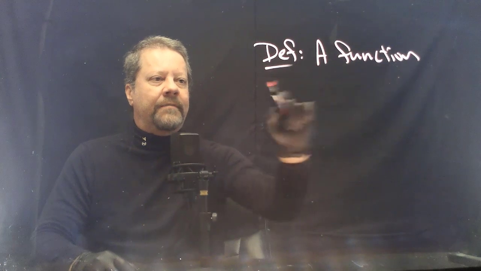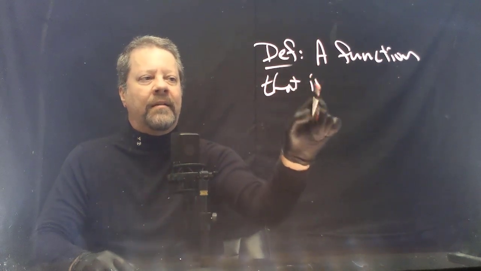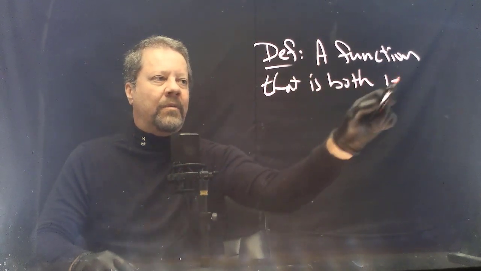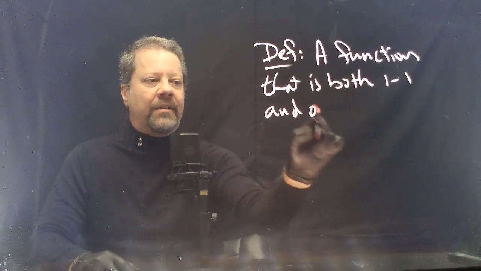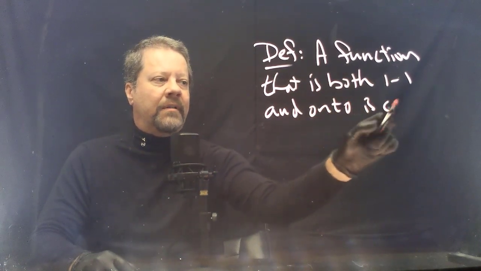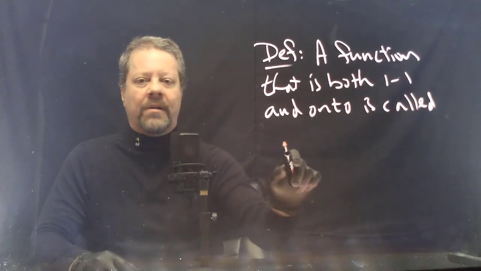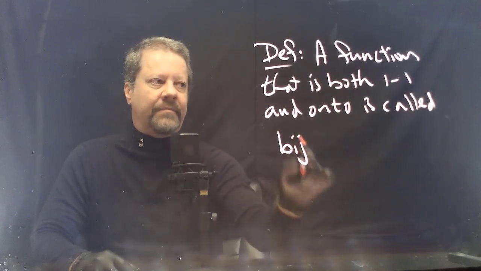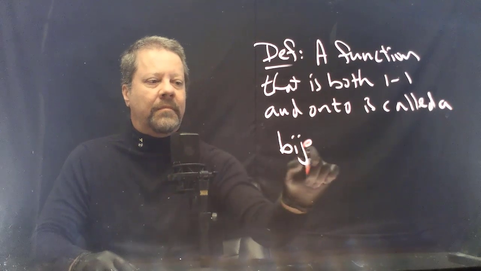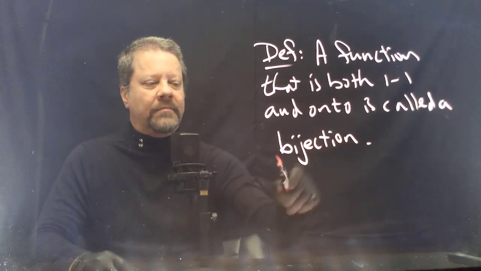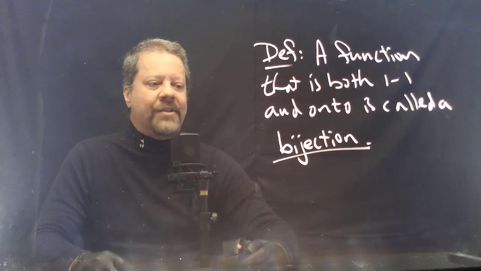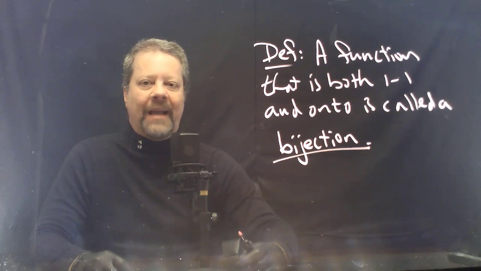A function that is both 1 to 1 and onto is called a bijection. So bijections have both properties, 1 to 1 and onto. By the way, it is through bijections that we come to understand the notion of number itself.